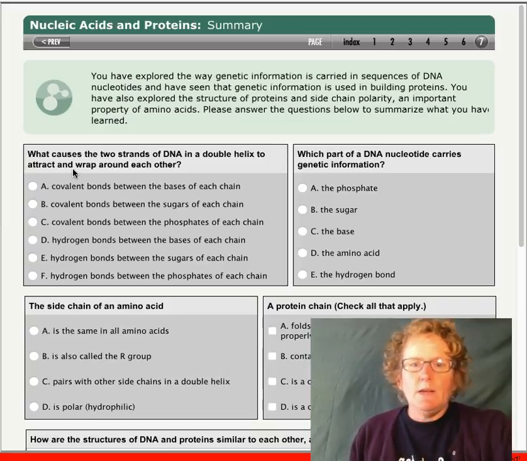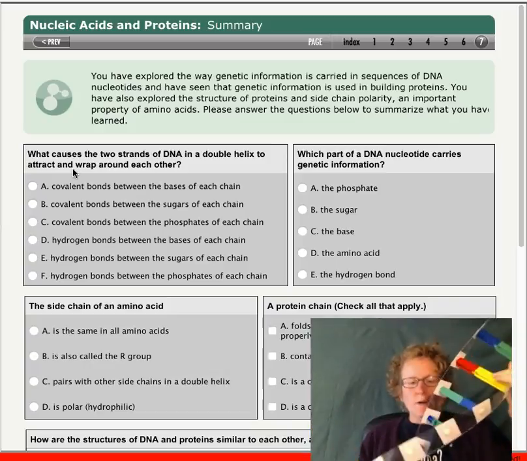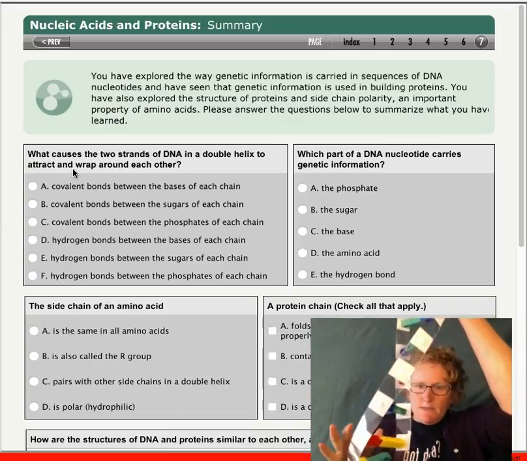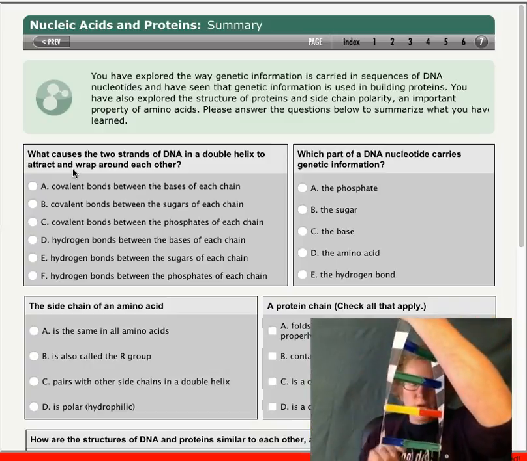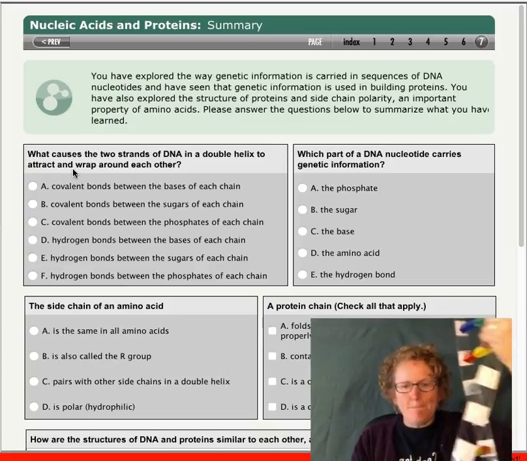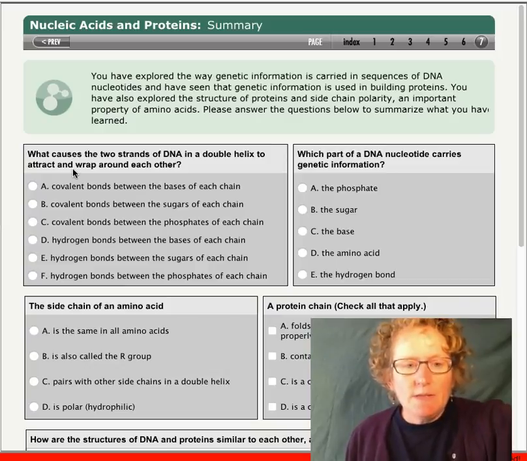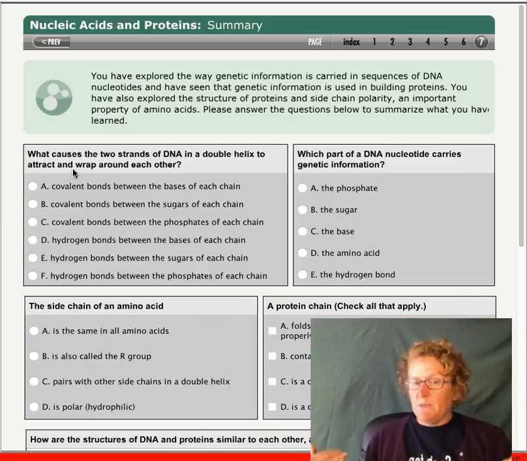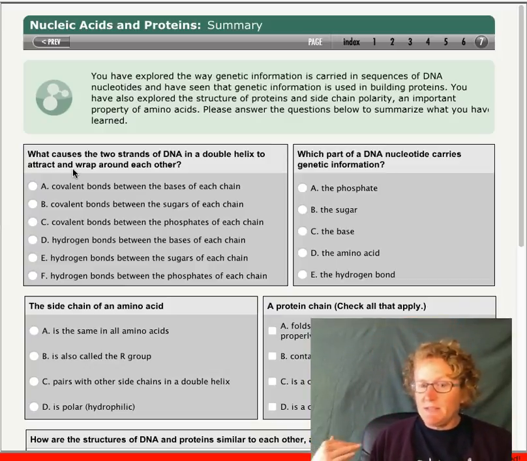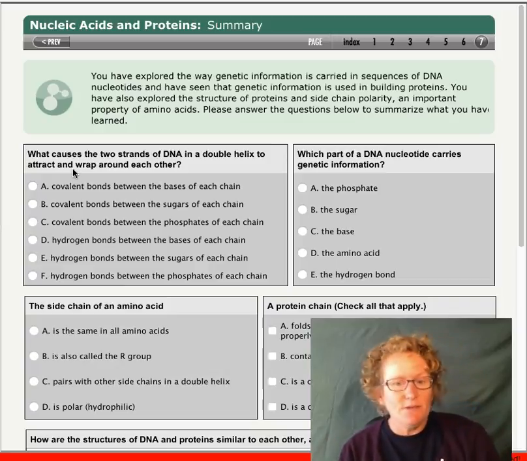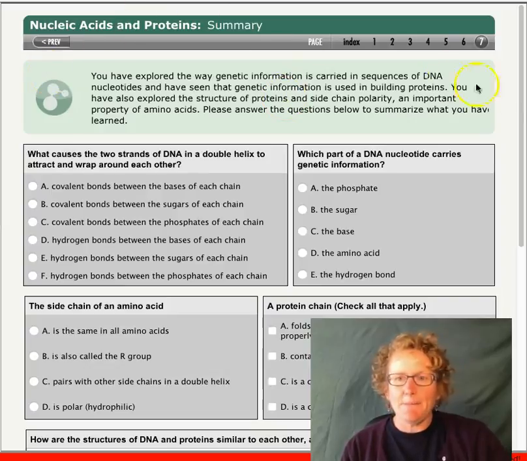Which part of the DNA nucleotide carries the genetic information? Well, it's the order of the bases. These things in the middle, these things that are different from each nucleotide. The side chain of an amino acid, remember, it's the Miss R. It's something that's different. I'm a little different, so when you think of the R group, think of something a little different.